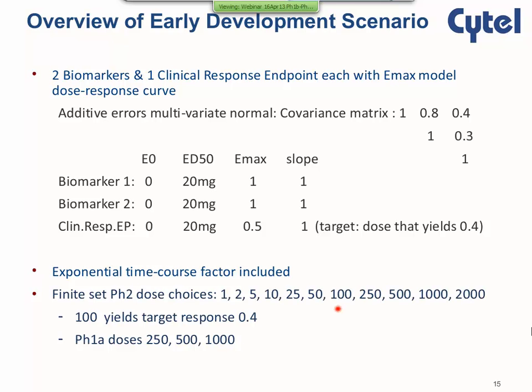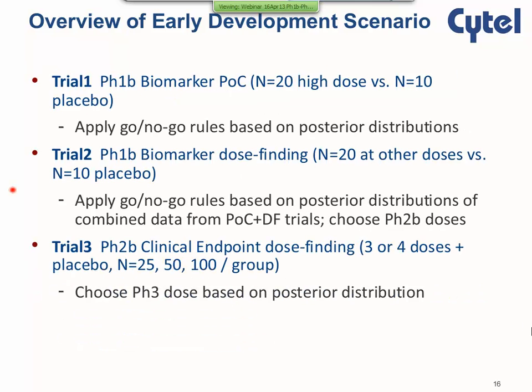And the phase 1B, the phase 1 program, the high dose was 1,000, and the mid and low doses were 500 and 250. So the phase 1 trial used a sample size of 20 individuals versus 10 for placebo, and then applied the go, no-go rules based on the Bayesian posterior distribution of the responses from that trial.